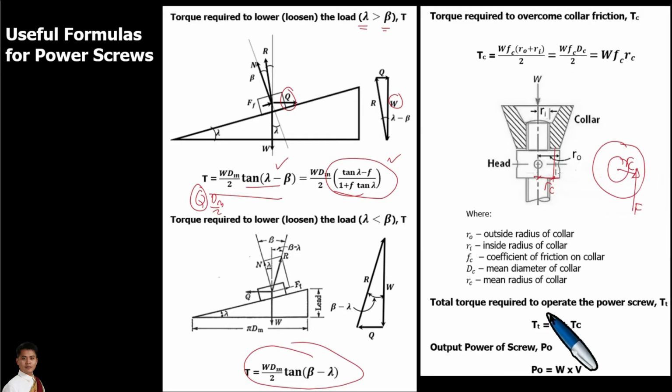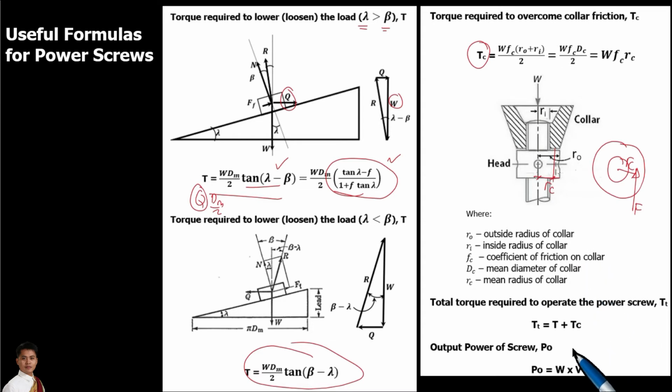Okay? And then next, for the total torque required to operate the power screw, pagpapasamahin lang natin yung torque dun sa collar at saka dun sa torque para dun sa screw. Next, output power of screw. And so ito ay force multiplied by velocity lang. So magiging force natin ay yung mismong weight and then yung velocity ng screw. Kung yan ay pataas, yung velocity niya pataas.